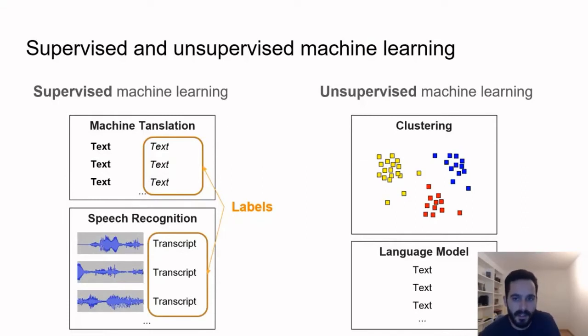On the right-hand side, you can see some examples for unsupervised machine learning, where we don't have any kind of labels. In this kind of machine learning, we try to find patterns in the data. For example, in clustering, we try to find groups in the data based on some kind of metric. Another example is language modeling, where we try to learn the structure of language based on text alone.